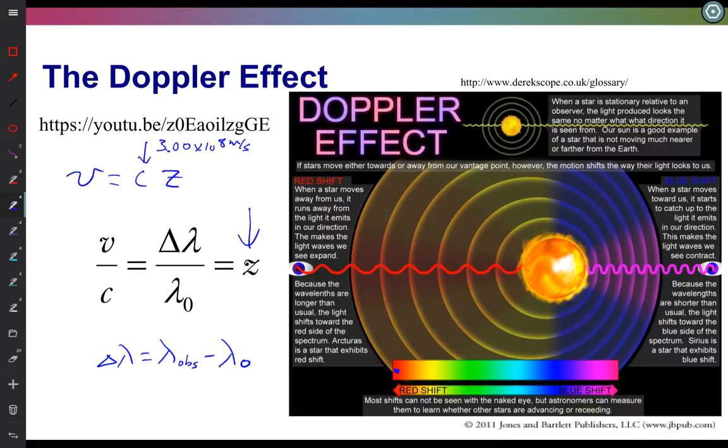What was the first thing we could determine about stars by looking at their spectra? The composition, the elements present. Now we have a second thing. We can determine the speed of motion. So now let's look at the homework problem and apply this.